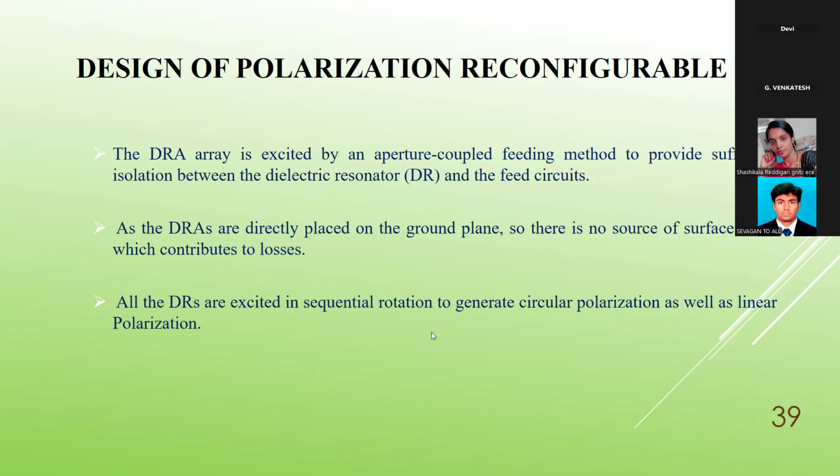So what is DRA or DR? A dielectric resonator antenna takes a dielectric material whose permittivity is more than 10, or sometimes below 10 also we are considering, but this is not at all a metallic patch over the substrate. Since we are not using any metallic patch, losses are very minimum. No surface wave loss we will get. So losses are minimum, and bandwidth enhancement is more because height is there.